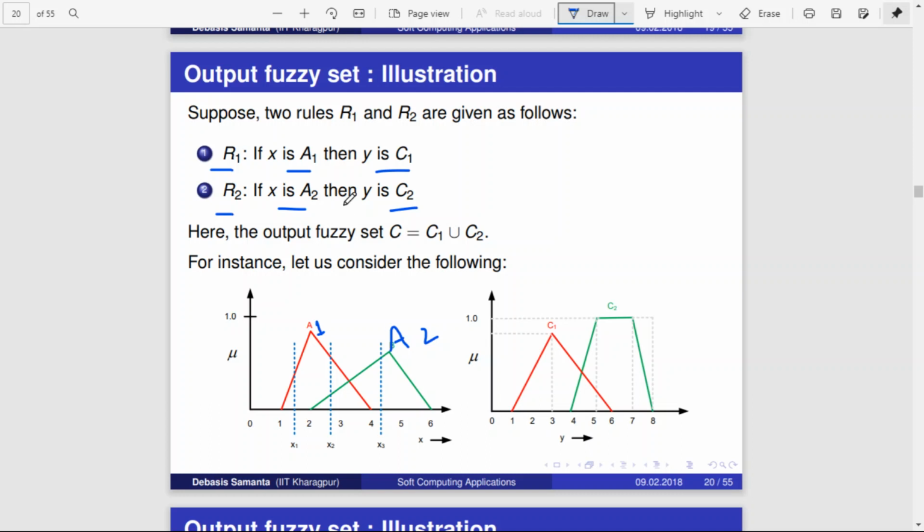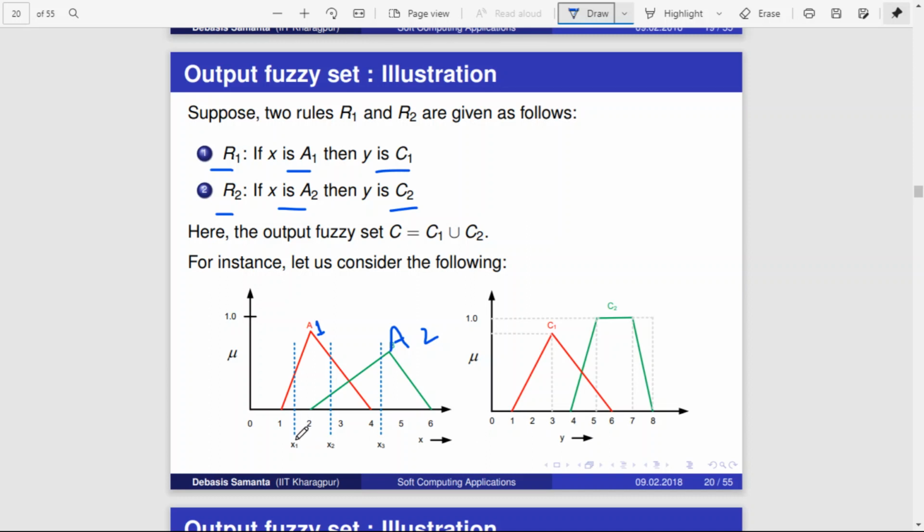Whenever X is A1, Y will be, so this is the plot corresponding to Y, Y will take some value in C1, that is between 1 and 6. Whenever X is A2, Y will take some value from C2, that is between 4 and 8. But there are some points, for example this point, where it is intersecting, so it will take values from both A1 and A2. Then it will also take values from both C1 and C2. That is what we are going to discuss.